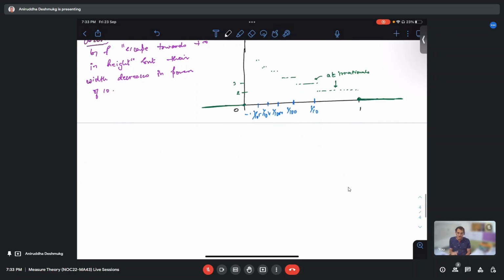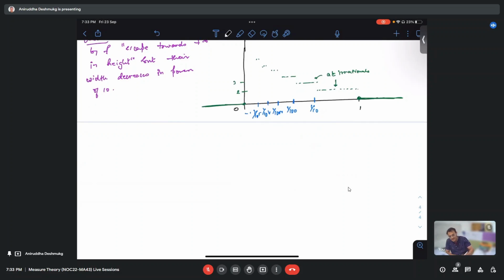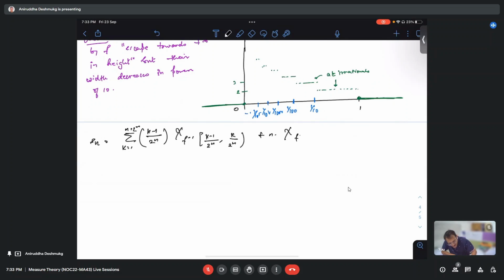So let us do the similar technique that we have been doing so far. Let us write Sn as the sum over k from 1 to n times 2 to the power n, of k minus 1 by 2 to the power n, times chi of f inverse of the interval k minus 1 by 2 to the power n to k by 2 to the power n, plus n times chi of f inverse of the interval k minus 1 by 2 to the power n to k by 2 to the power n.